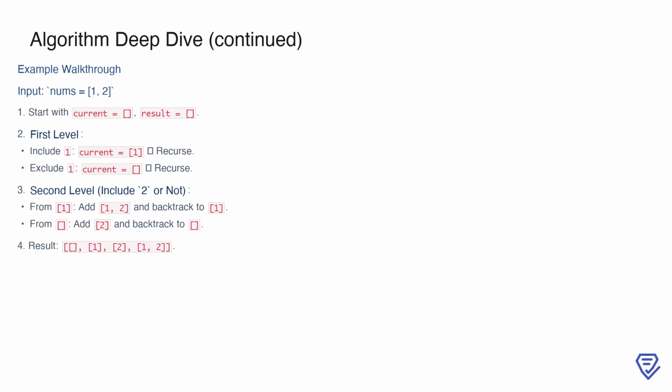From [1], including 2 results in the subset [1, 2], which is added to the result list, and we backtrack to [1]. Similarly, from the empty subset, including 2 results in [2], which is added to the result list, and we backtrack to the empty subset. This process generates all subsets [], [1], [2], [1, 2], completing the power set for this input.